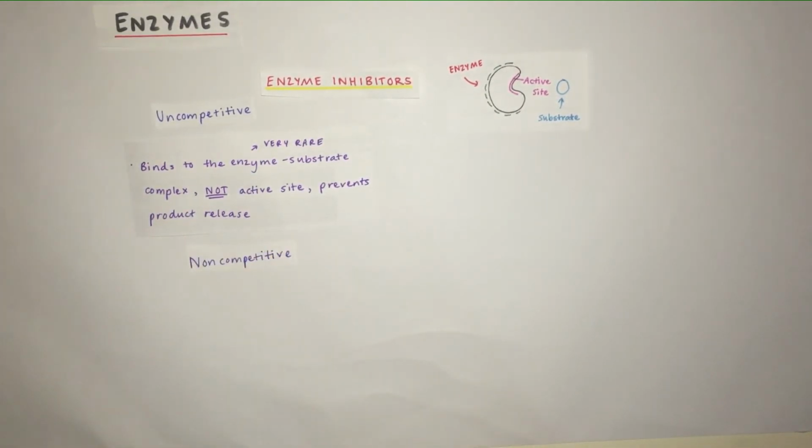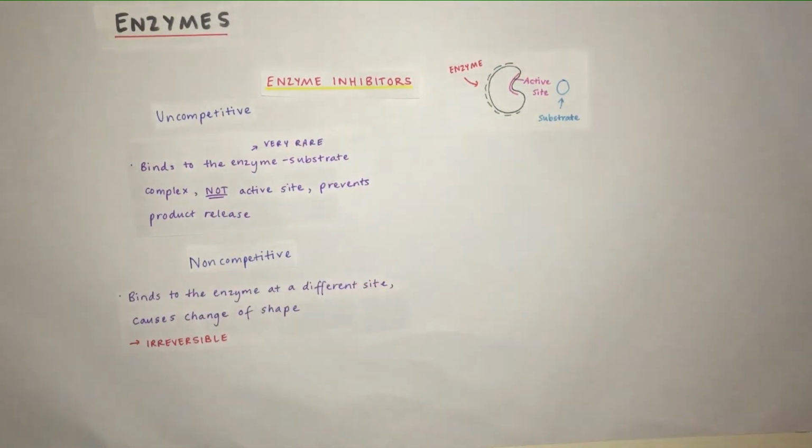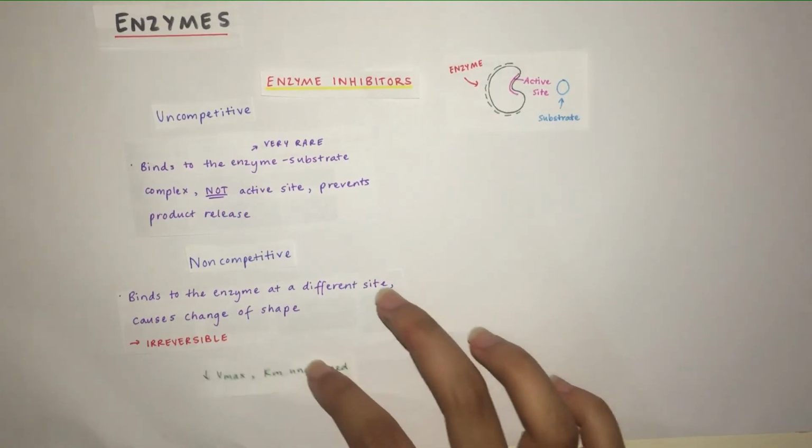What you'll most commonly find are non-competitive and competitive enzyme inhibitors. Non-competitive inhibitors bind to the enzyme at a different site, so not the active site, and they cause a change of shape. And this change of shape is irreversible. So non-competitive enzyme inhibitors are not what you want to see in the body.